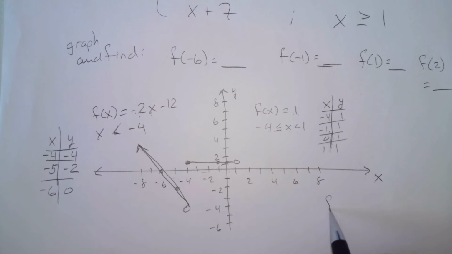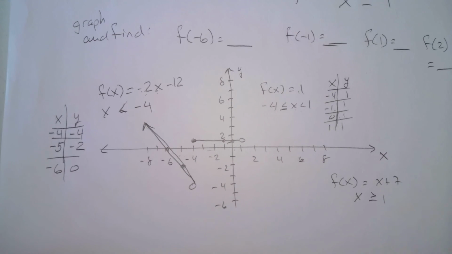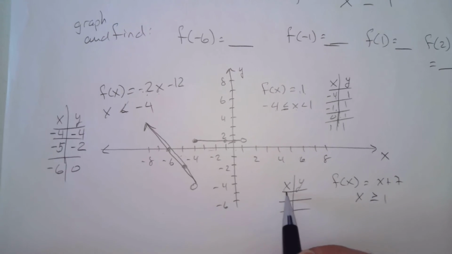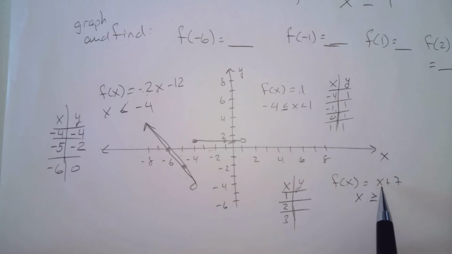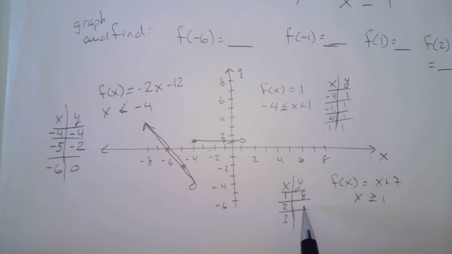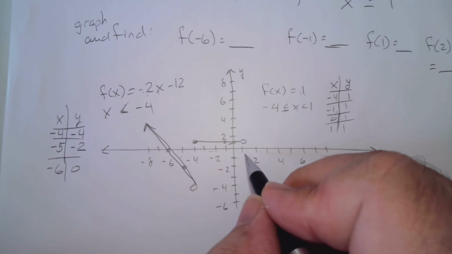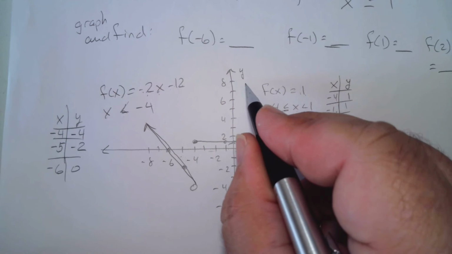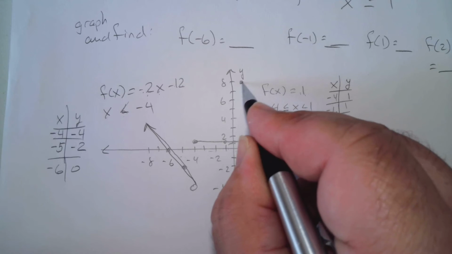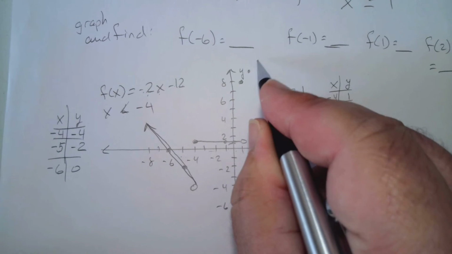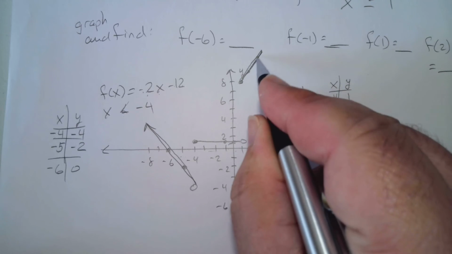And the third one, f of x equals x plus 7 when x is greater than or equal to 1. So 1, 2, 3. 1 plus 7 is 8, 2 plus 7 is 9, 3 plus 7 is 10. And it's included. So at 1, it's 8, solid dot. 2, it's 9. 3, it's 10. So the graph goes on like that.